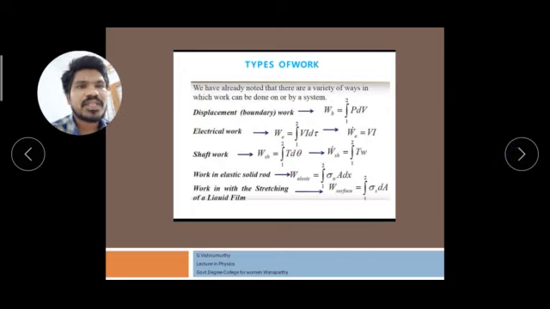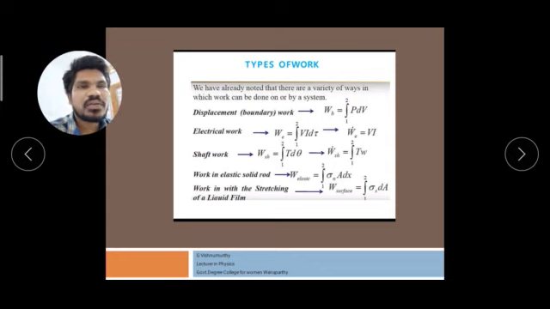Now the types of work. We have already noted that there are a variety of ways in which work can be done on or by a system. If you apply external work or external pressure on the system, then work is done on the system. If you do not apply any external work, then the work is done by the system.